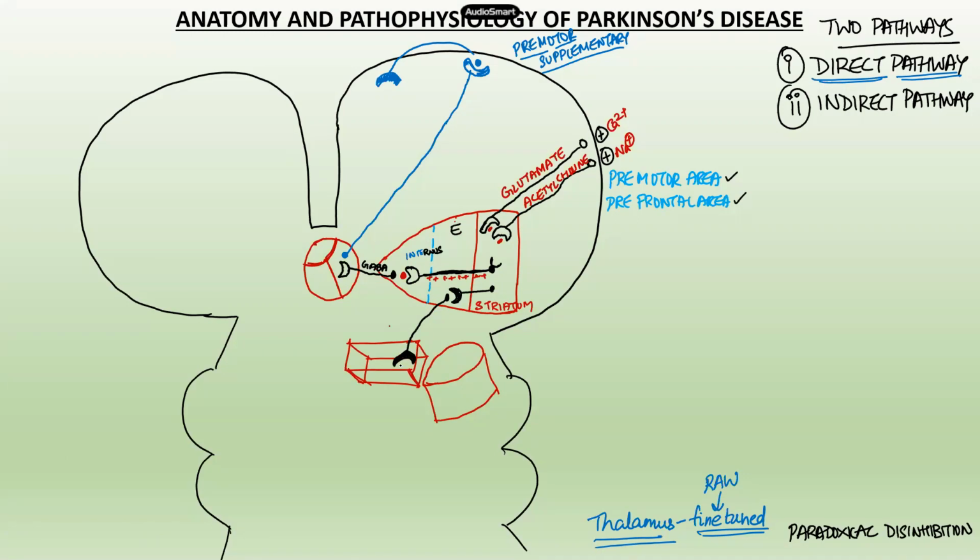So this is the thing that happens. This is the first step in the indirect pathway. The acetylcholine and the glutamate have now excited this particular GABAergic neuron, right? And now this GABAergic neuron will release GABA onto the next GABAergic neuron. Now, there is another neuron that arises from the subthalamus and goes into the globus pallidus internus.